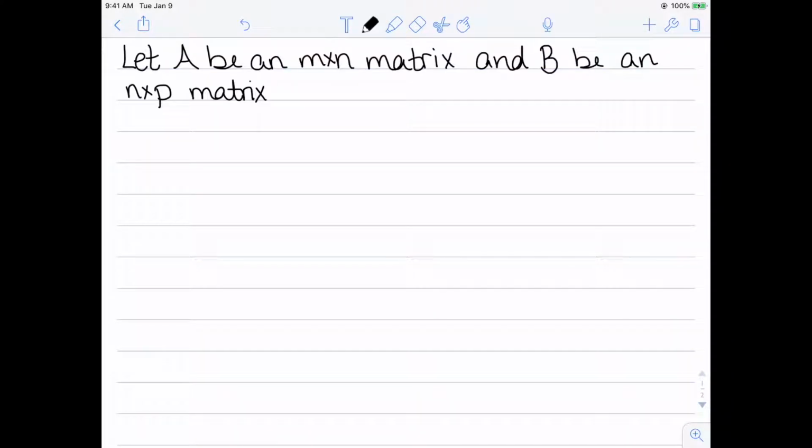The first one we'll look at is the more practical one to use during proofs, but it does give us a nice extension of the matrix vector multiplication. I'm going to let A be an M by N matrix and B be an N by P matrix. So we need the number of columns in the first matrix to match the number of rows in the second matrix.